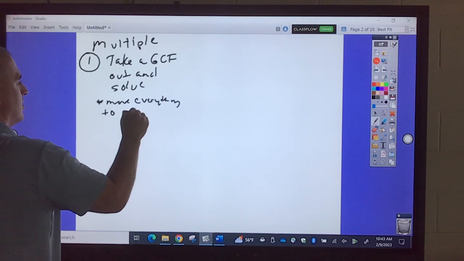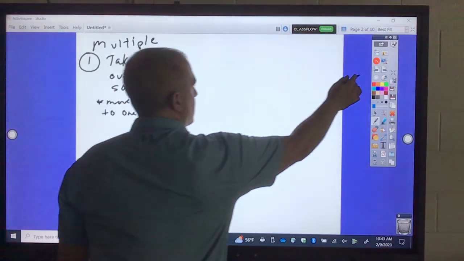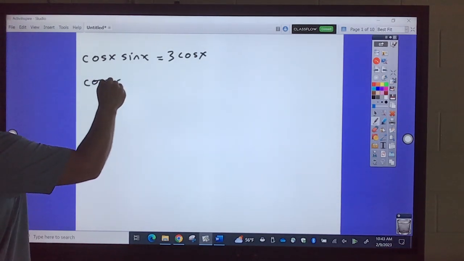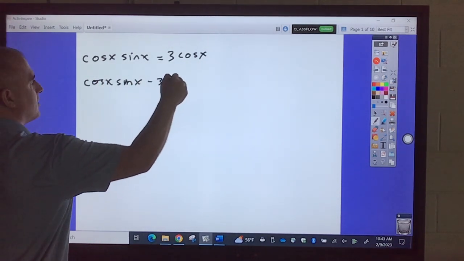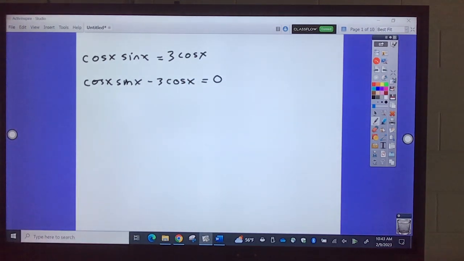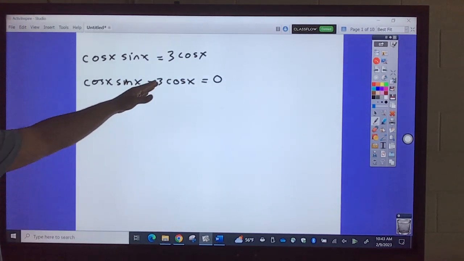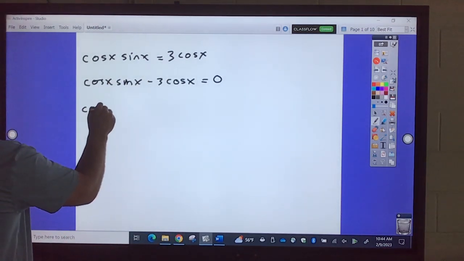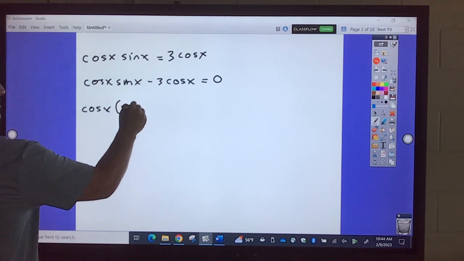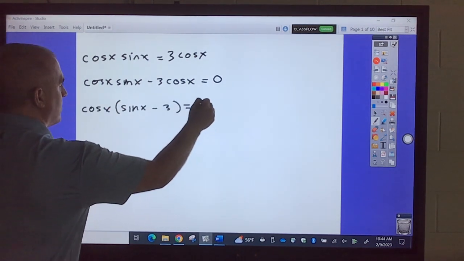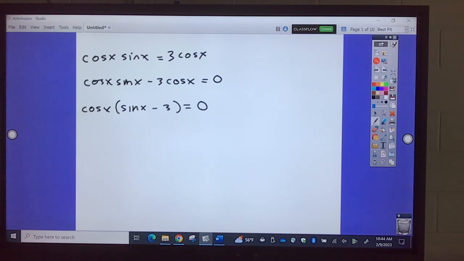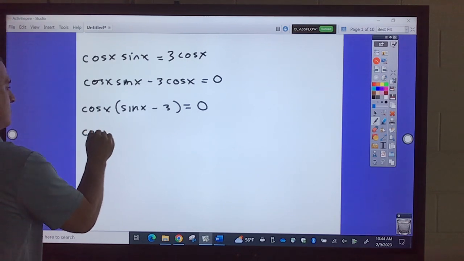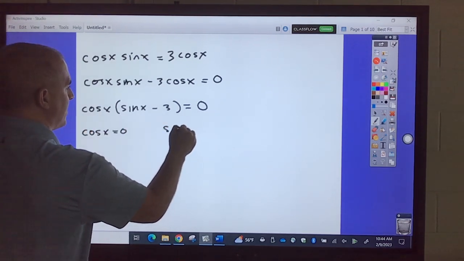So what I want to do here, move the 3 cosine back, so it's cosine of x, sine of x, minus 3 cosine of x equals 0, okay? Now, if you notice, both terms have a cosine, so I would take out cosine of x, that would leave me with sine of x minus 3 equals 0, okay? Now, what that allows me to do, solve them individually. Cosine of x equals 0, sine x minus 3 equals 0.